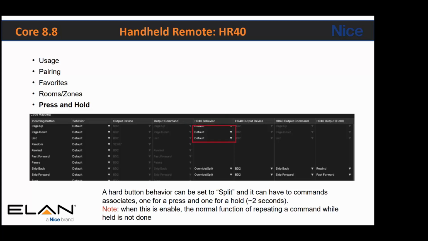So you can see default, right? But below that is override split, and that is what gives you the option to do a press and hold. This remote, the HR40, has a skip back and skip forward hard button. But what it does not have is a fast forward or rewind button. So for my use case, I did an override split, which enables the press and hold, and I have the regular button do skip back, skip forward. But when it's held, it does rewind and fast forward. So that makes a very good use case for doing extra things on the remotes.